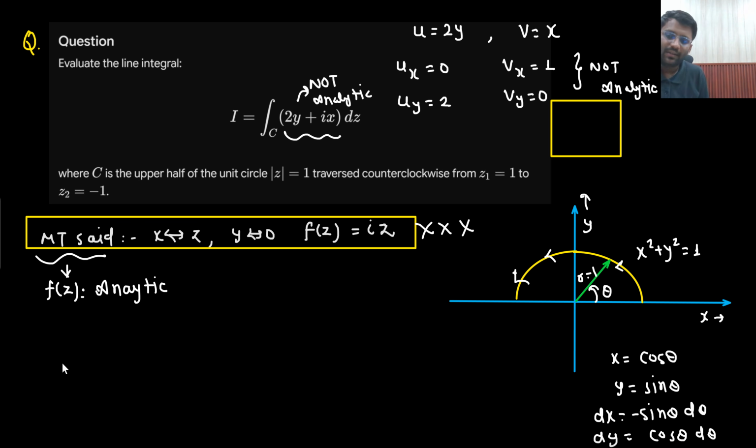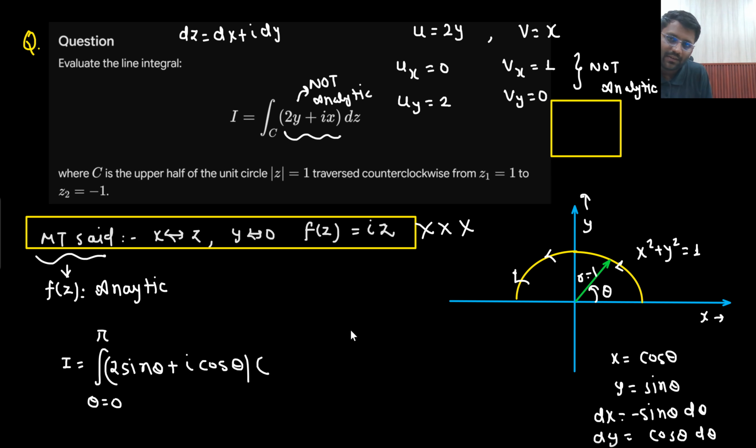Everything is in your command. Write down the integral. You already know theta will change from 0 to pi. What is the value of y? y is nothing but 2 sin theta. Iota, what is the value of x? cos theta. What is dz? dz is nothing but dx plus iota dy. So dx is minus sin theta d theta plus iota dy. dy is iota cos theta d theta.